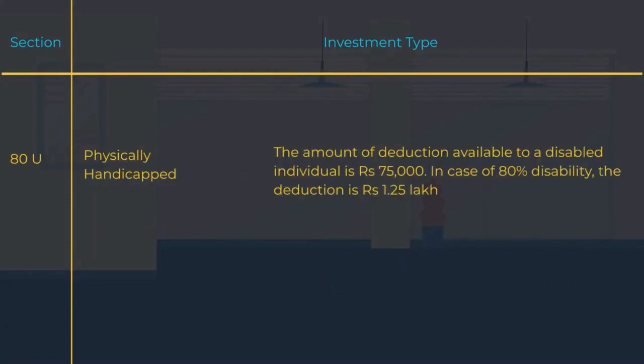The amount of deduction available to a disabled individual is 75,000 rupees. In case of 80% disability, the deduction is 1.25 lakh rupees.